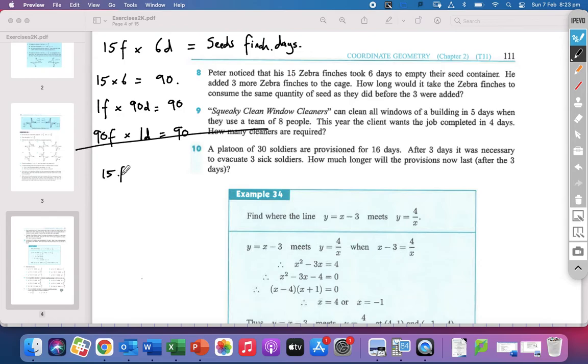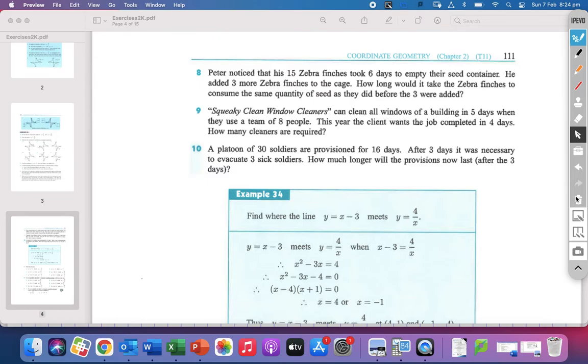15F times 6D equaled 90. But I've now got 3 more. 18F times some number of days equals 90. Right? So when it's saying how long would it take to consume, this is what we're working out here. How many days? Now, because 5 times 18 is 90, that's the answer, right? So therefore, 5 days. And you see how I've lined it up like this. I think this makes the question fairly easy to work out, right?